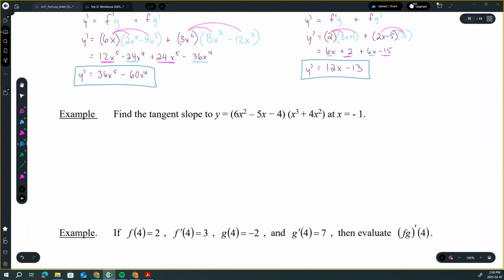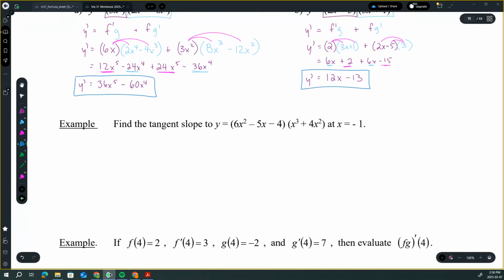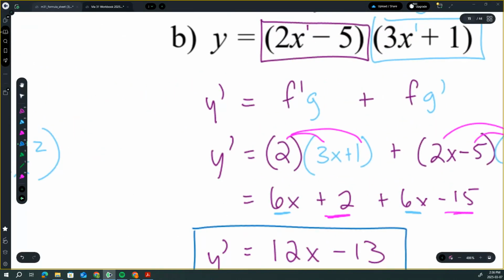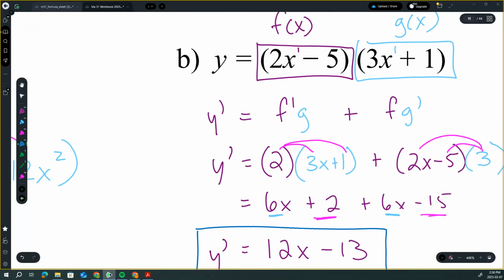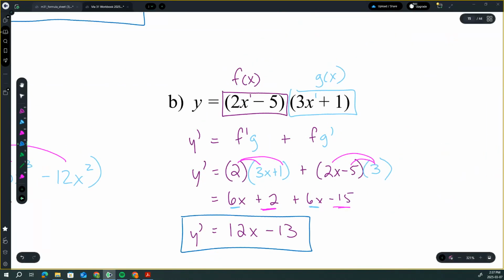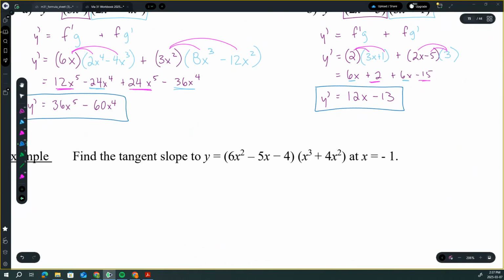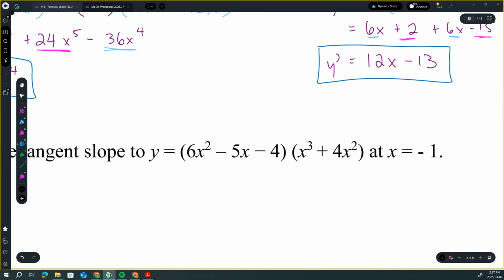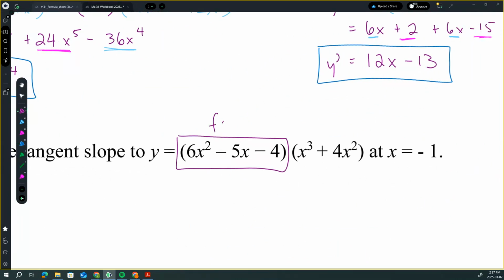Okay, so this next example is a little bit lengthier just because we got a trinomial multiplying a binomial here. So I'm not actually going to have space to write out the formula, f prime g plus fg prime. Okay, but I'll still label my functions just so that it's easy to see where numbers are coming from.